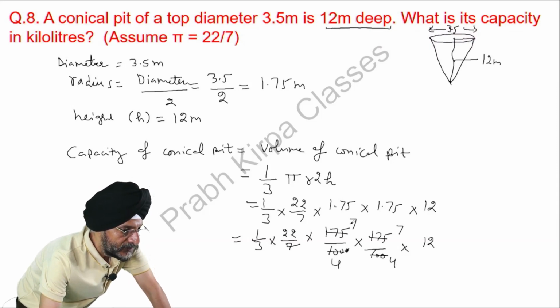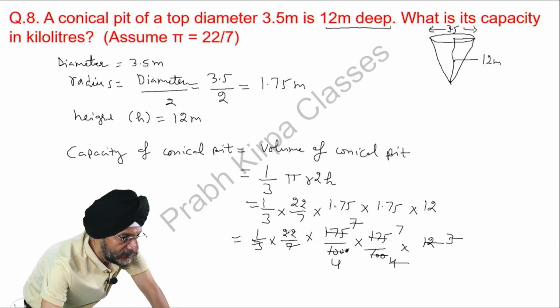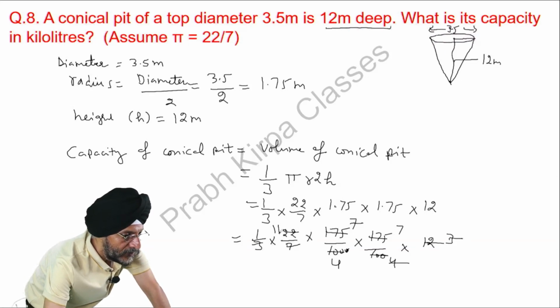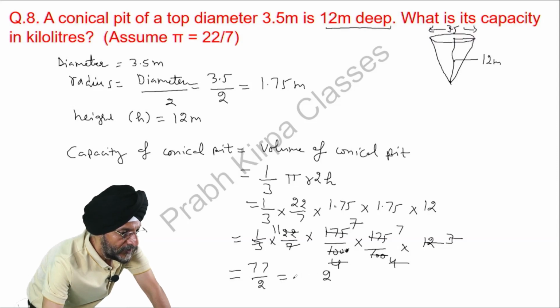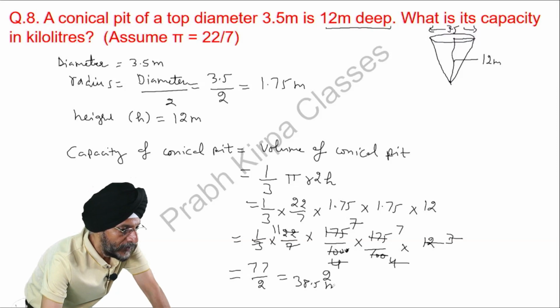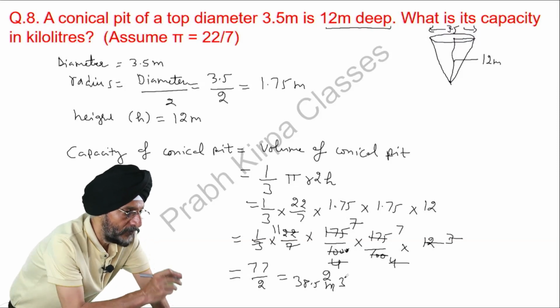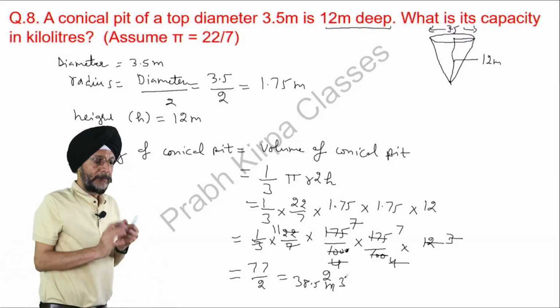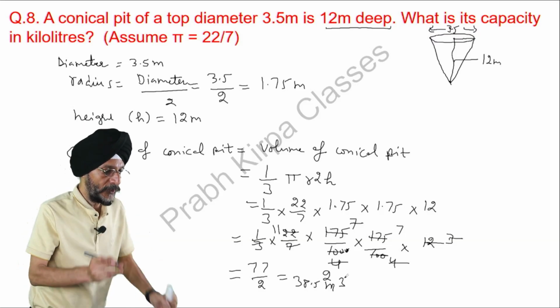7 will be cut, 7, 4 will be cut here, 3 will be cut here. So what is the balance with us? This will be cut. What is the balance? 77 over 2, 38.5 cubic meter. So now what we have to find is that the capacity has to be found in kiloliters.